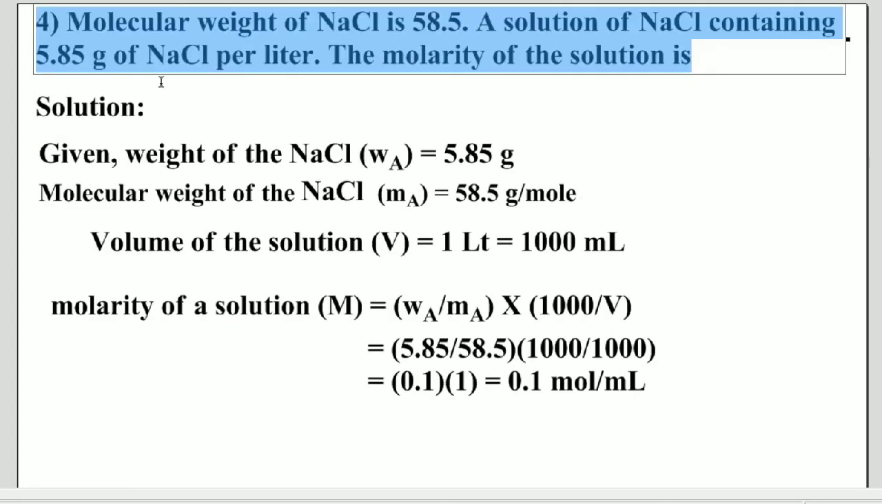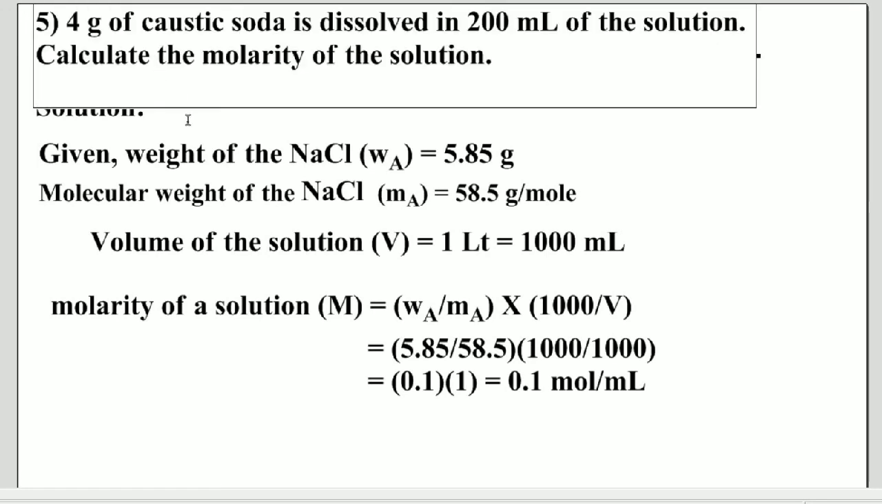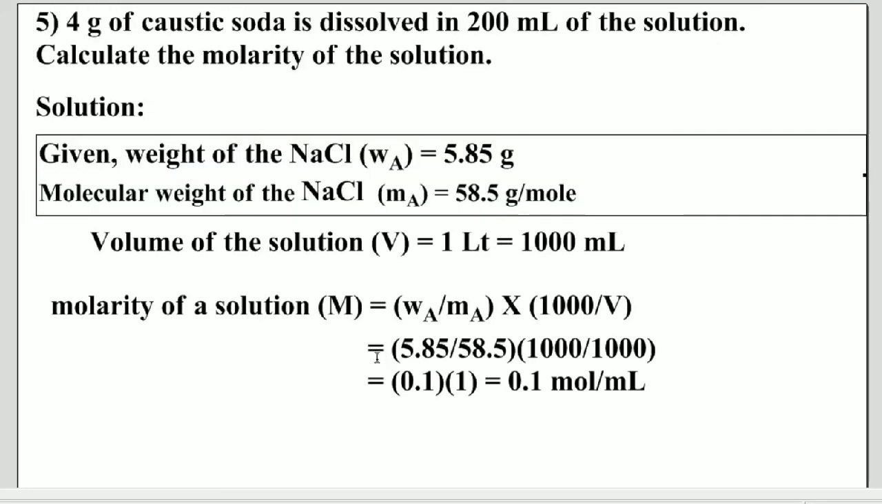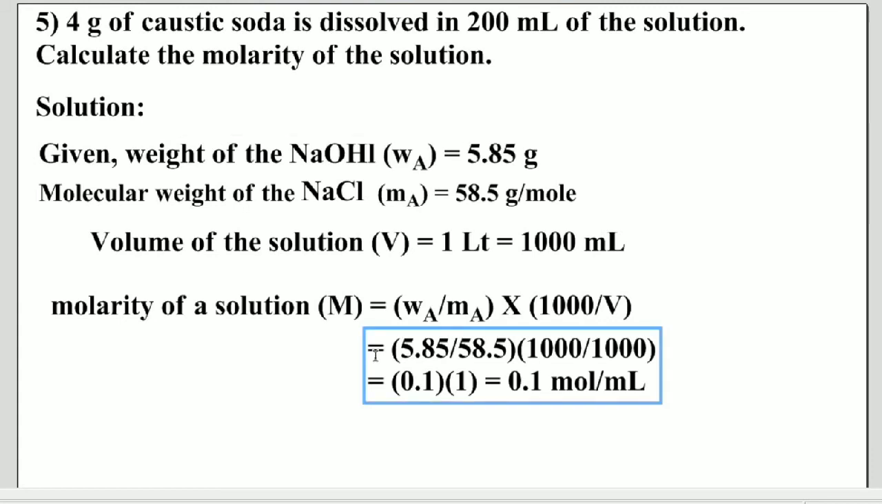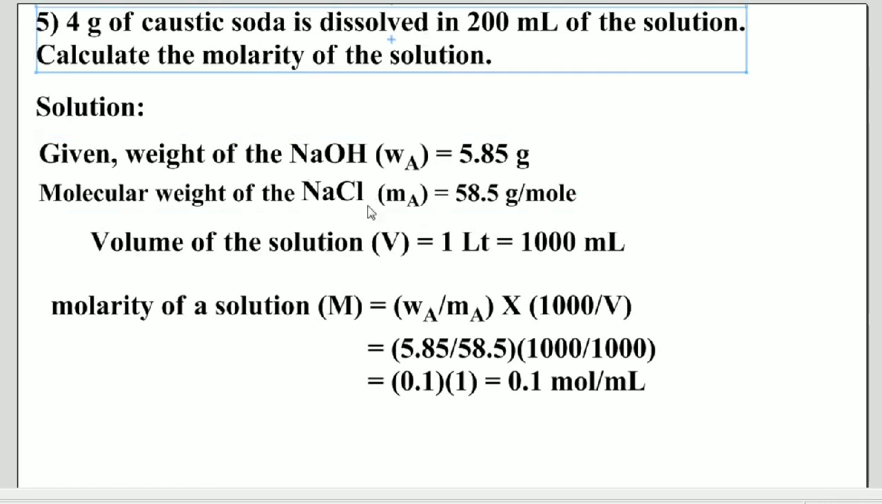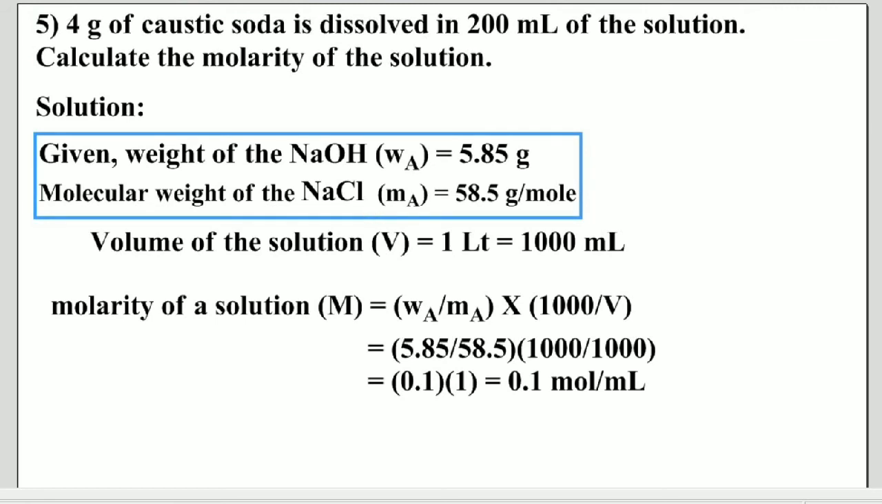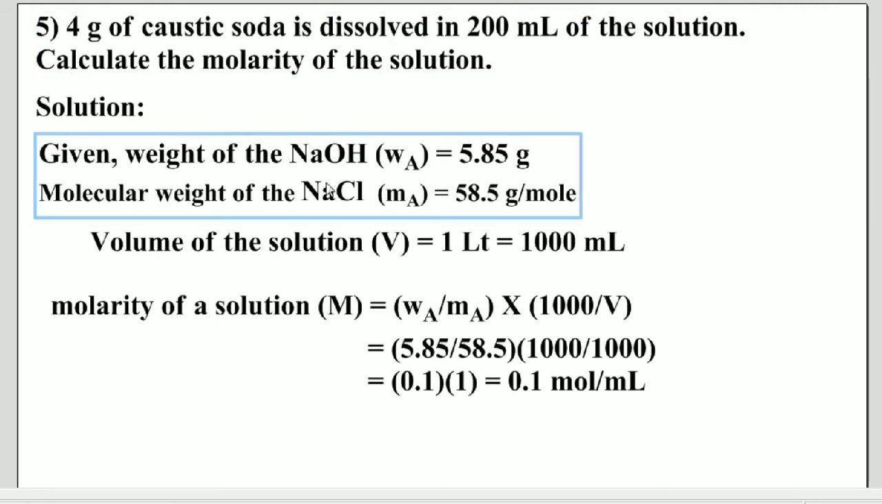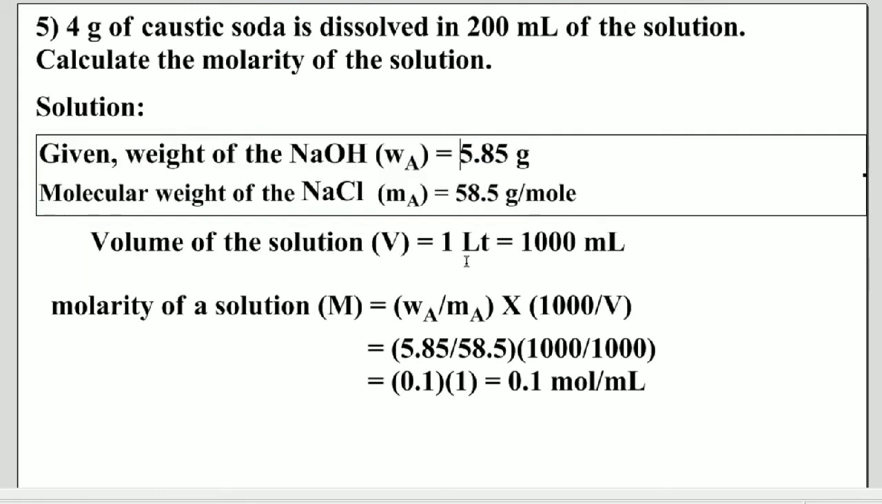Now we can solve this problem. Caustic soda means sodium hydroxide. So 4 grams of caustic soda is dissolved in 200 ml of solution. What is the molarity of the solution? The given weight of sodium hydroxide is 4 grams.